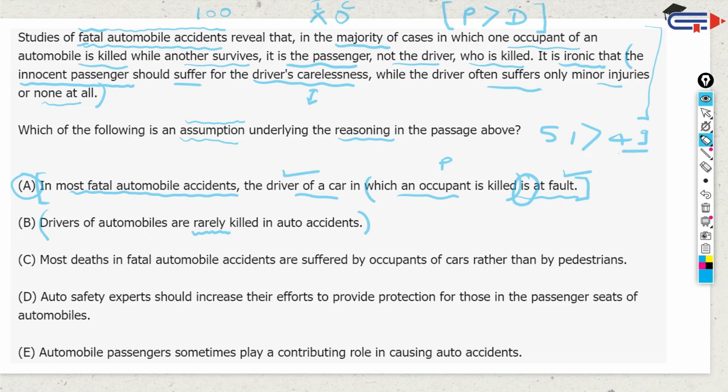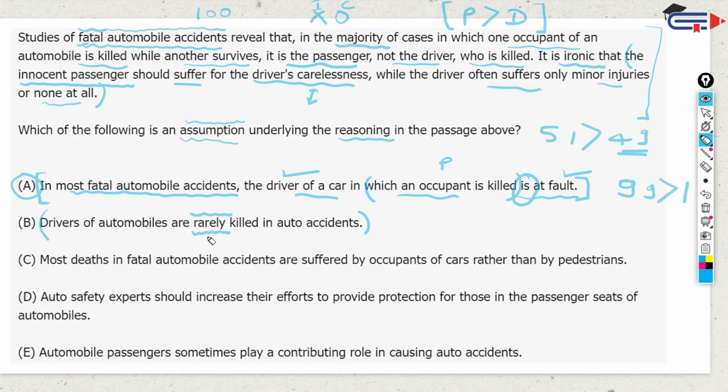It could still be a high number. Does it have to be a very rare thing for the drivers to die? No, they could still be dying almost as much as the passengers are dying, right? Or it could also be like 99 greater than 1.